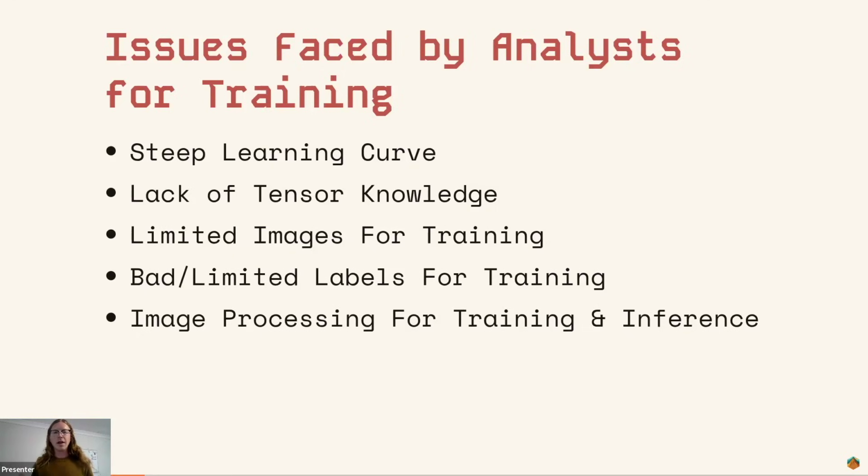So, the issues faced by an analyst for training a computer vision model. I've already mentioned that it's a steep learning curve. Even if you understand Python or R or data wrangling or machine learning, it is a brand new field to you when you dive into it. So there's quite a bit that you might need to learn just to be ready to train a model. And as soon as I say tensor, everyone says, whoa, what are you talking about? So understanding what tensors are and how those relate back to deep learning.